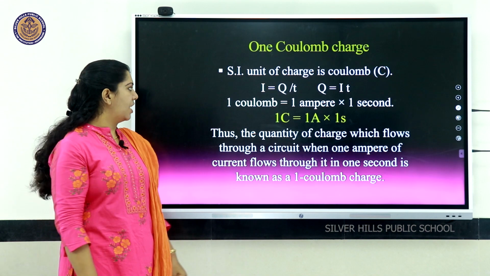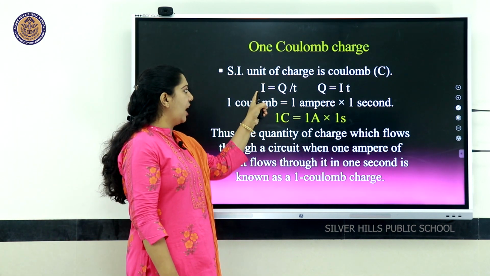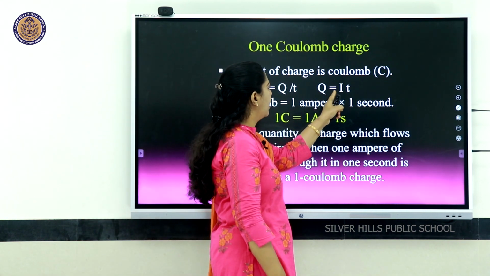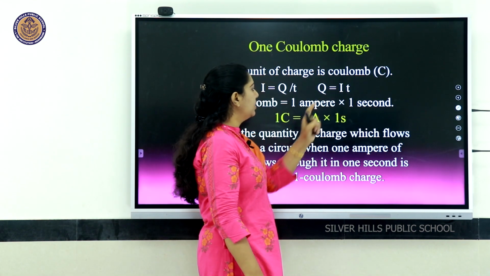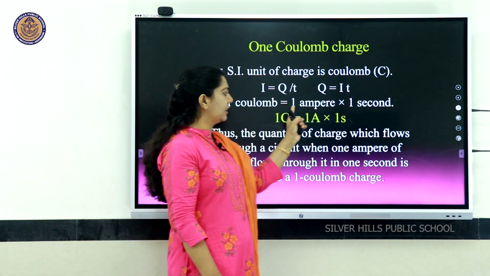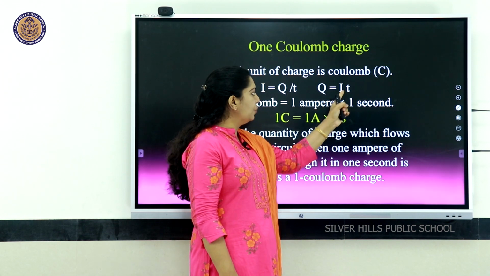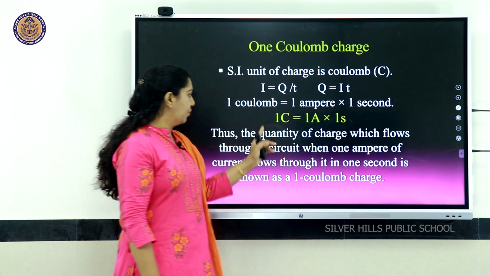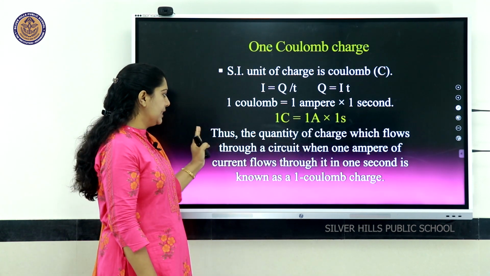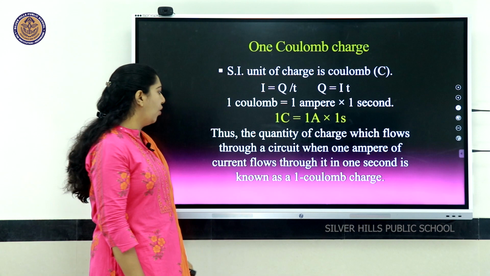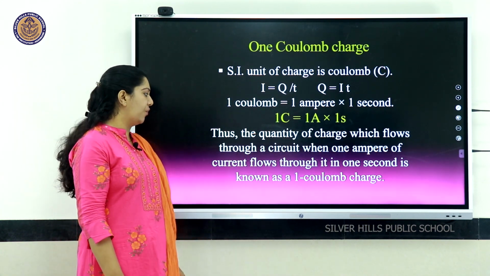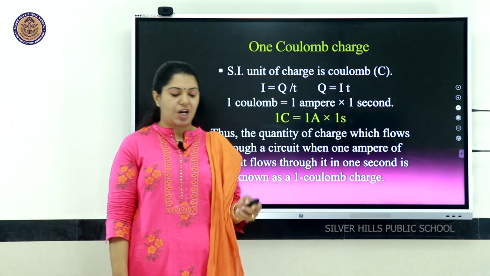1 coulomb of charge. You have studied the expression for current, I is equal to Q by T. From this equation we can write Q is equal to current I into T. Suppose if it is 1 coulomb, then we want to say that the current is 1 ampere into time 1 second. So 1 coulomb is equal to 1 ampere into 1 second. Thus the quantity of charge which flows through a circuit when 1 ampere of current flows through it in 1 second is known as 1 coulomb charge.